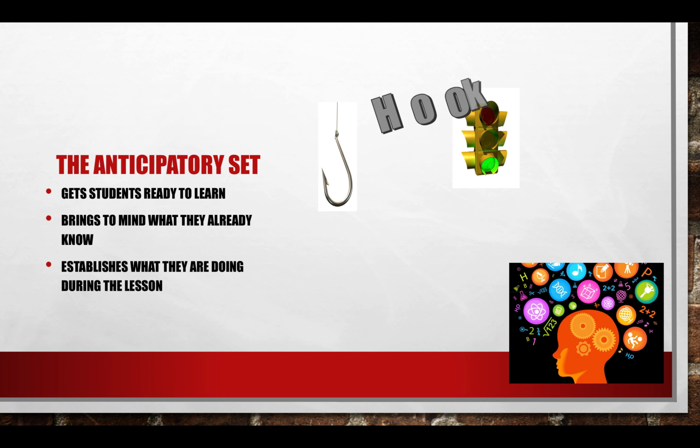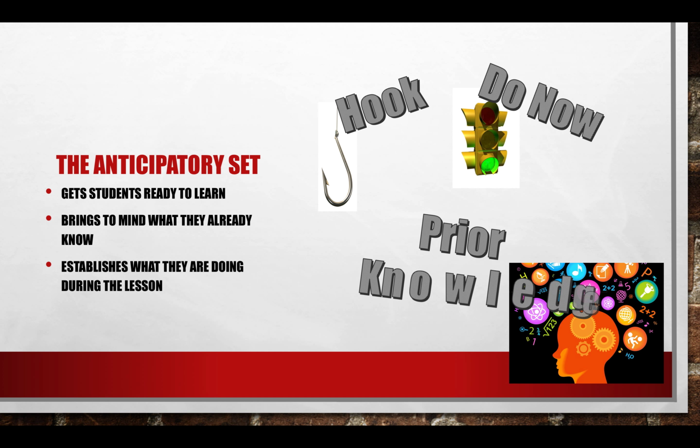The anticipatory set is the hook, the do now, and how you activate prior knowledge for your students. The hook gets them ready to learn. The do now brings to mind what they already know. And the activating of prior knowledge establishes what they are doing during the lesson.